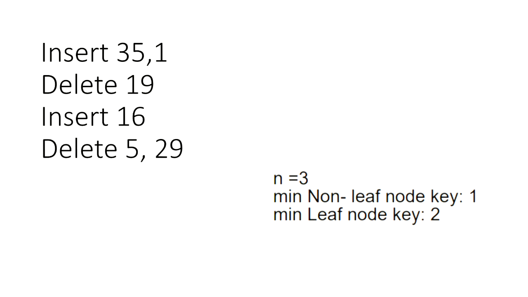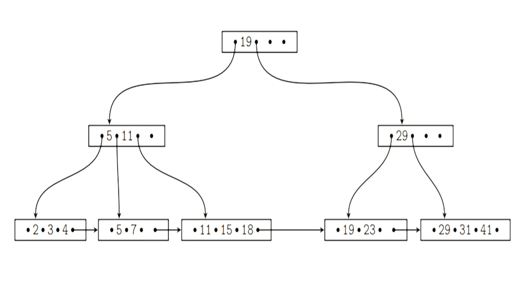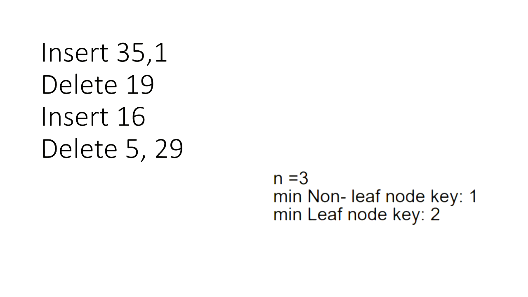So these are a few computations that I've taken out. Since n is equal to 3, you need to calculate the minimum number of values that can be stored in a non-leaf node and the minimum number of values that can be stored in a leaf node. This could be different if you're using a different technique or different method.